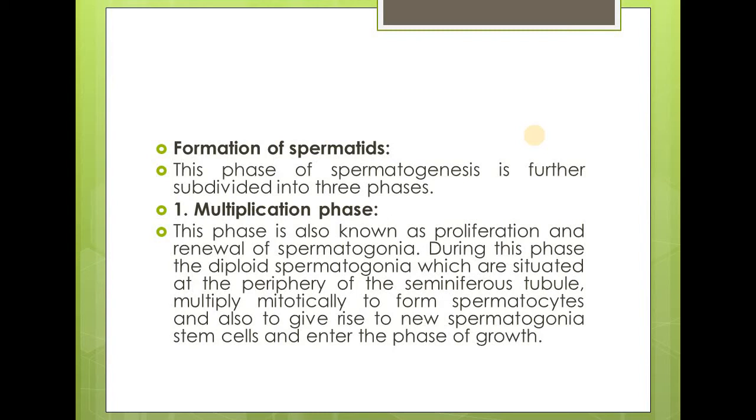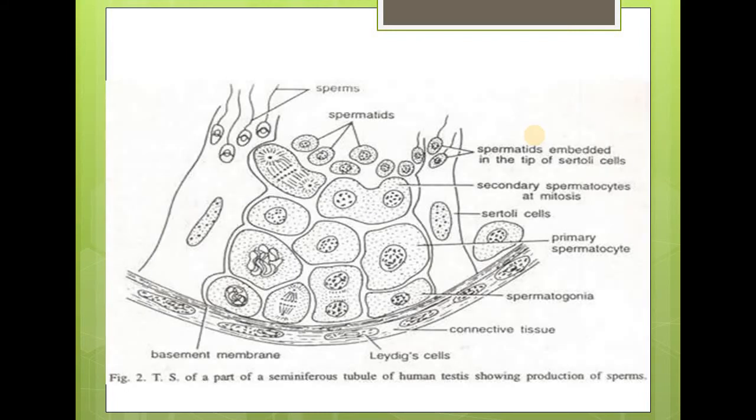One is the multiplication phase, also known as the proliferation phase, which is a renewal of spermatogonia. During this phase, the diploid spermatogonia, situated at the periphery of the seminiferous tubules, multiply mitotically to form spermatocytes and also to give rise to new spermatogonial stem cells, and enter into the phase of growth. As shown before in the slide, the spermatogonia, the primary spermatocytes, the secondary spermatocytes, and the spermatids develop into matured sperms.